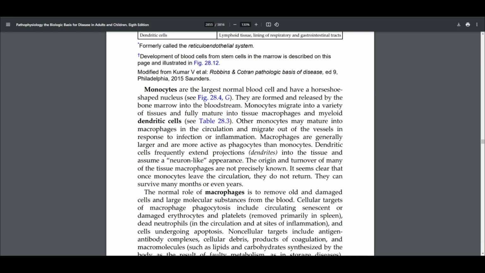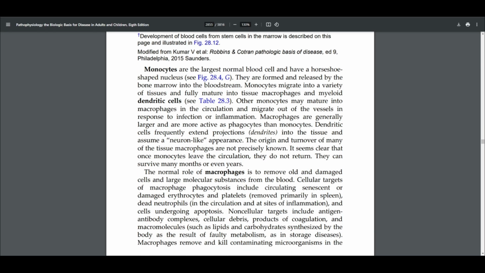Monocytes are the largest normal blood cell and have a horseshoe-shaped nucleus. They are formed and released by the bone marrow into the bloodstream. Monocytes migrate into a variety of tissues and fully mature into tissue macrophages and myeloid dendritic cells. Other monocytes may mature into macrophages in the circulation and migrate out of the vessel in response to infection or inflammation. Macrophages are generally larger and are more active as phagocytes than monocytes.